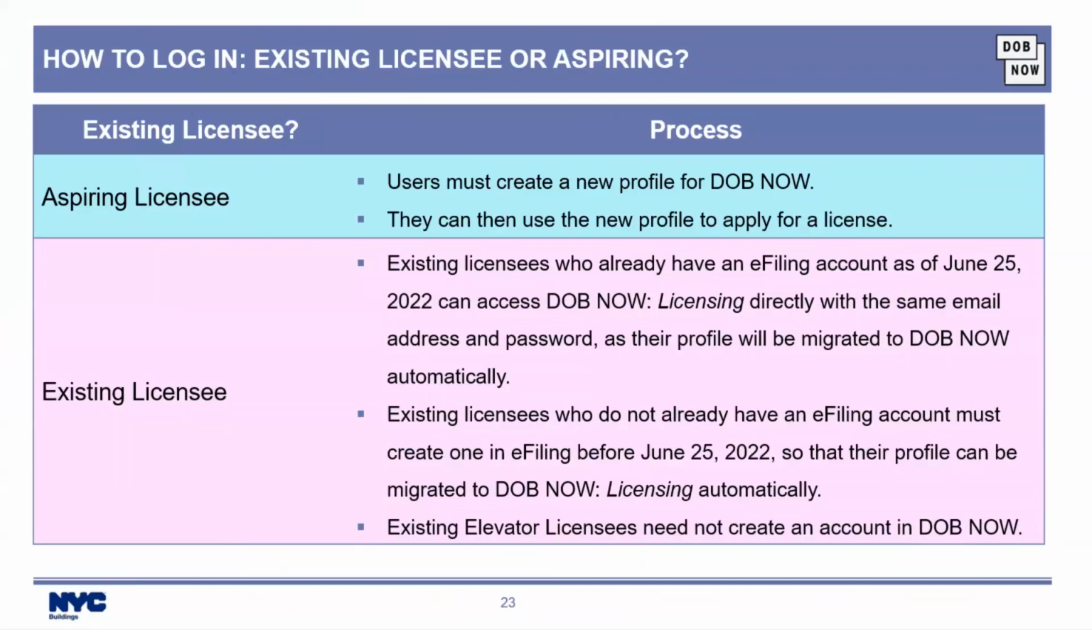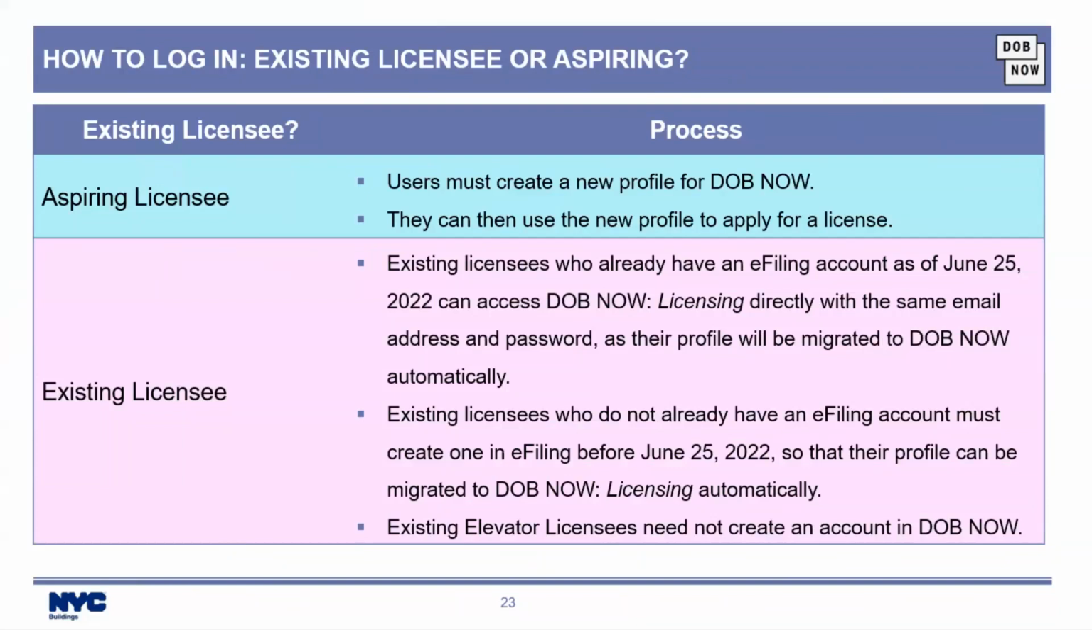What about if you already have a license? Well, there's two possibilities here. Existing licensees who already have an e-filing account as of Saturday will be able to access DOB Now licensing directly using that same email address and password as they have for their e-filing account, because we're going to automatically migrate your profile over to DOB Now.